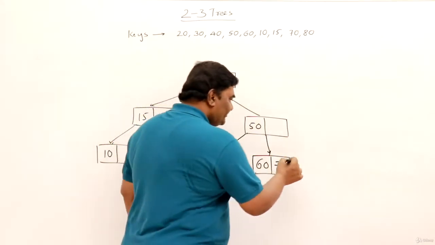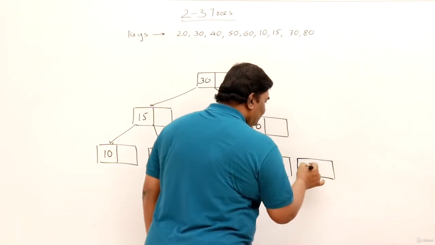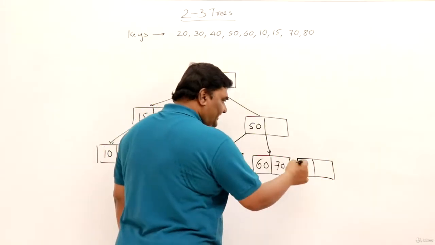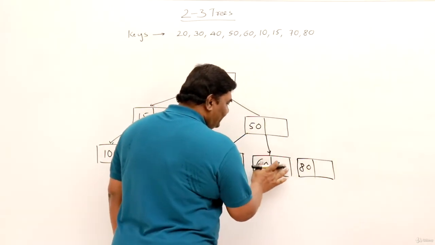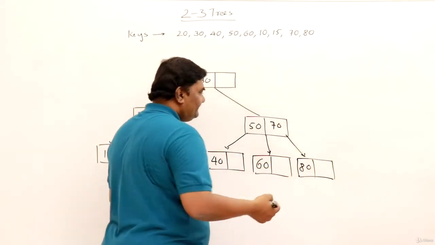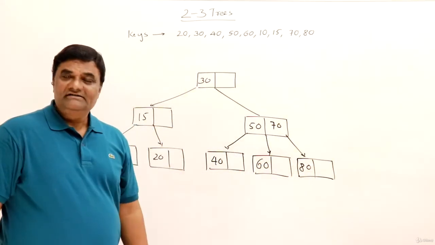Then split. So create one more node. Right. Now including this 60, 70 and 80 also. So 80 will go there. And the 70, that is the middle element, will go up and this will be a right child. That's all. All the keys are inserted.